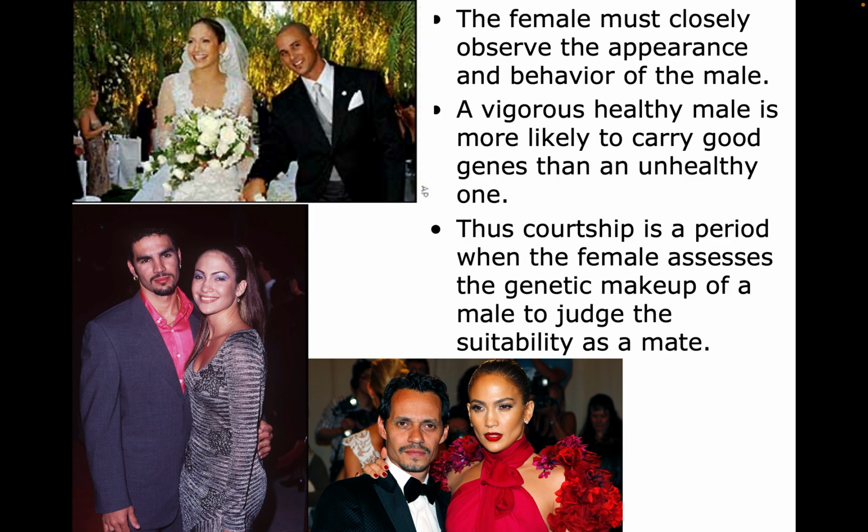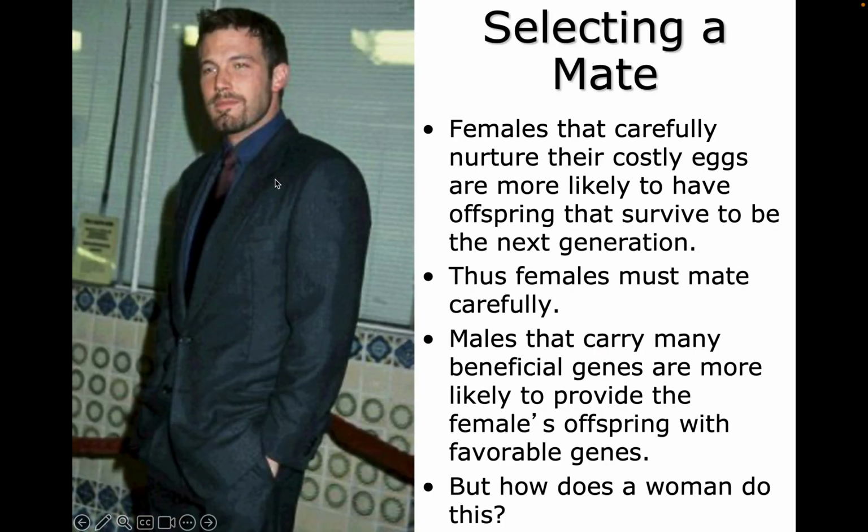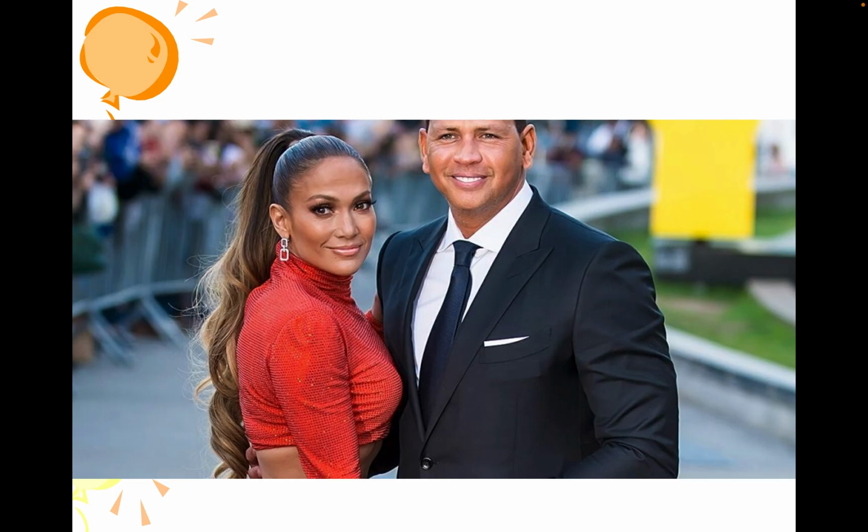The female must closely observe the appearance and behavior of the male. A vigorous, healthy male is more likely to carry good genes than an unhealthy one. Thus, courtship is a period when the female assesses the genetic makeup of a male to judge the suitability as a mate. And of course, potentially that's what she did with all of these individuals. And not only that, but for a while she was dating Alex Rodriguez, the baseball player.